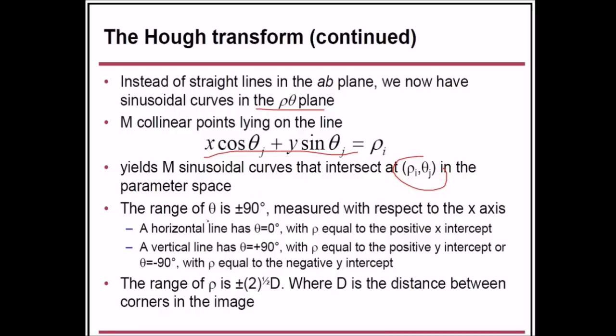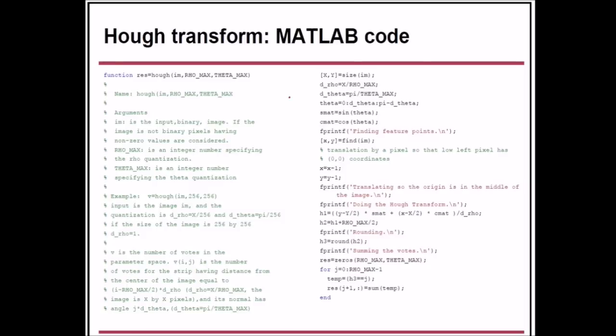The range of theta is from plus 90 to minus 90, measured with respect to the x-axis. A horizontal line has theta 0, a vertical line has theta 90, with rho equal to the x-intercept. Theta equal to 90 degrees has rho equal to the y-intercept, or theta equal to −90 degrees with rho equal to the negative y-intercept. The range of rho will be plus or minus root 2 d, where d is the distance between the corners of the image. Now this is a Hough transform MATLAB code.